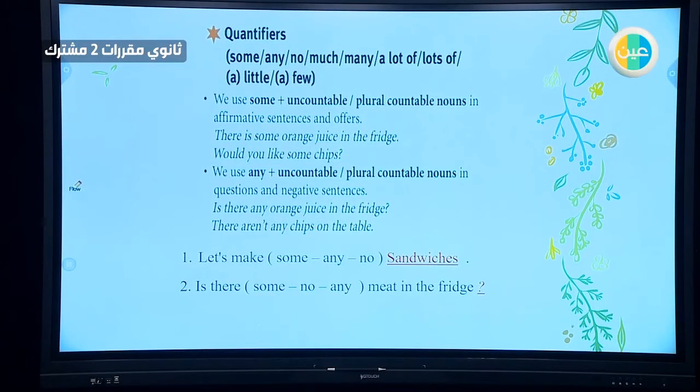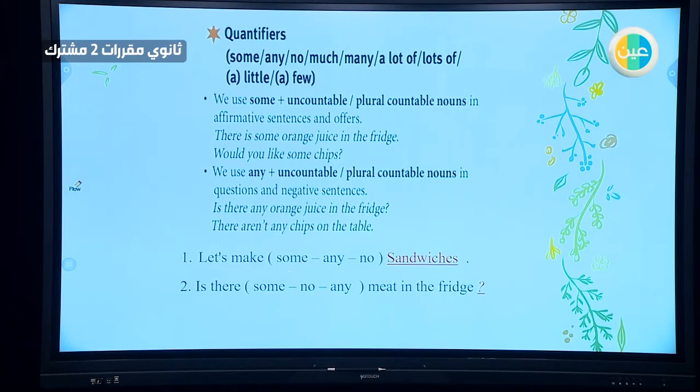Okay, the fourth part, you have quantifiers. Now, you have a lot of explanation in your book. I tried to analyze it. I'm not sure if it's the same as in your book, which has a lot of information. I tried to make it as short as I can. You have some, any, no, much, many, a lot of, lots of, little, and few. In order for you to understand, you have to have examples.